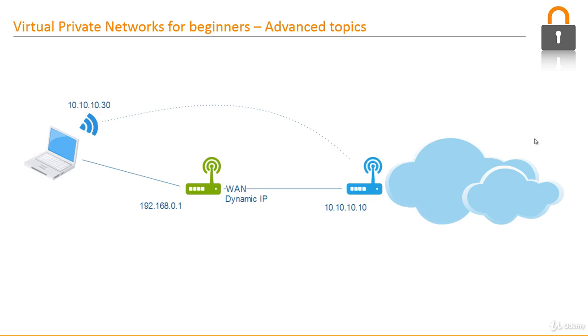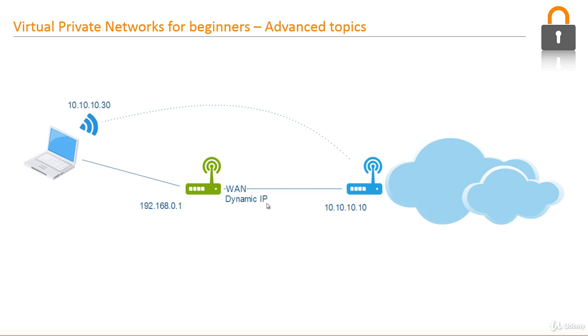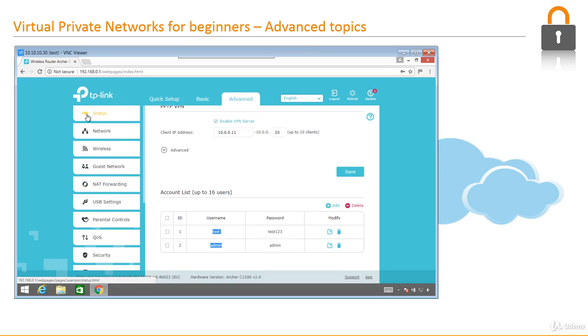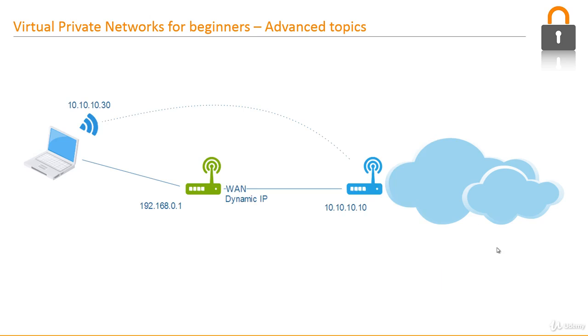Now the main question, how can I test it? Well, I am connected to this laptop. This means I can try and VPN like this, over here through my main router and back to my test router. I have to check the public IP address of my router. Where is it? Status probably. Here we go. 10.10.10.31 is my public IP address.